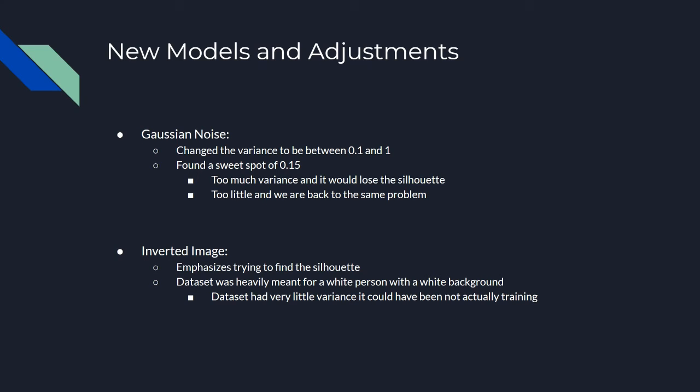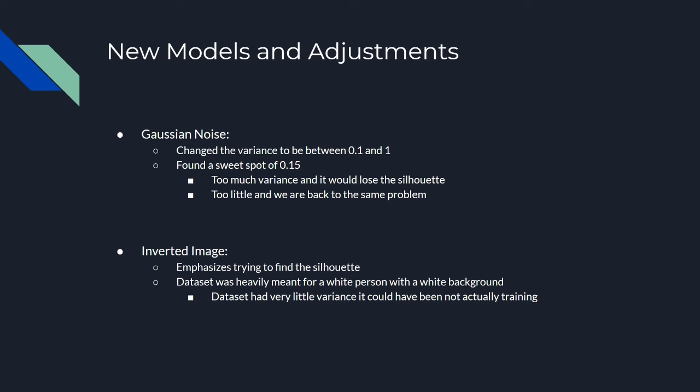And then as far as inverting the image, we wanted to emphasize, so we gave it both the non-inverted and the inverted images with the Gaussian noise in both of them in each fit. We would do about 10 different epochs of different Gaussian noises to train the model. We wanted to tell the model, hey, we want you to try to find the silhouette rather than figuring out, oh, what's consistent.